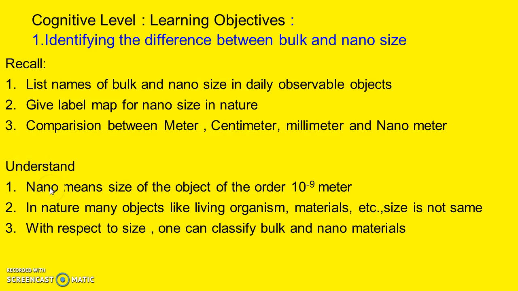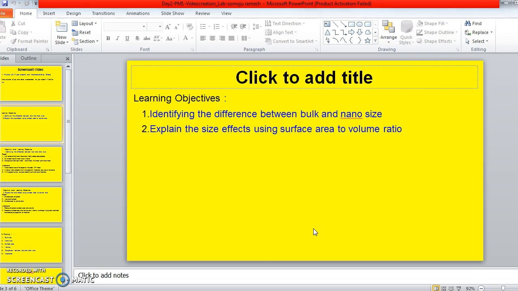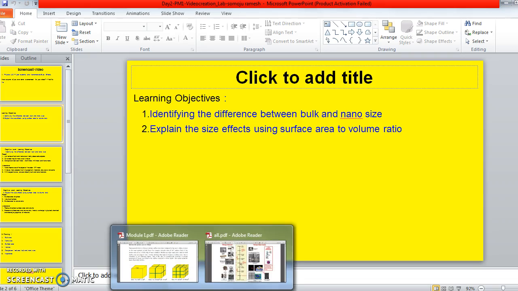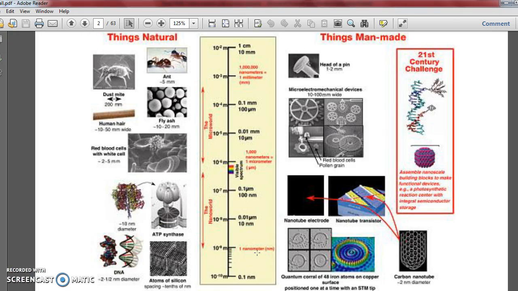Understand. Nano means size of the object of the order 10 to the power of minus 9 meters. In nature, many objects like living organisms, materials, etc., the size is not the same. With respect to size, one can classify bulk and nanomaterials. Next, we'll see this to get more clarity on the difference between nano and bulk materials.